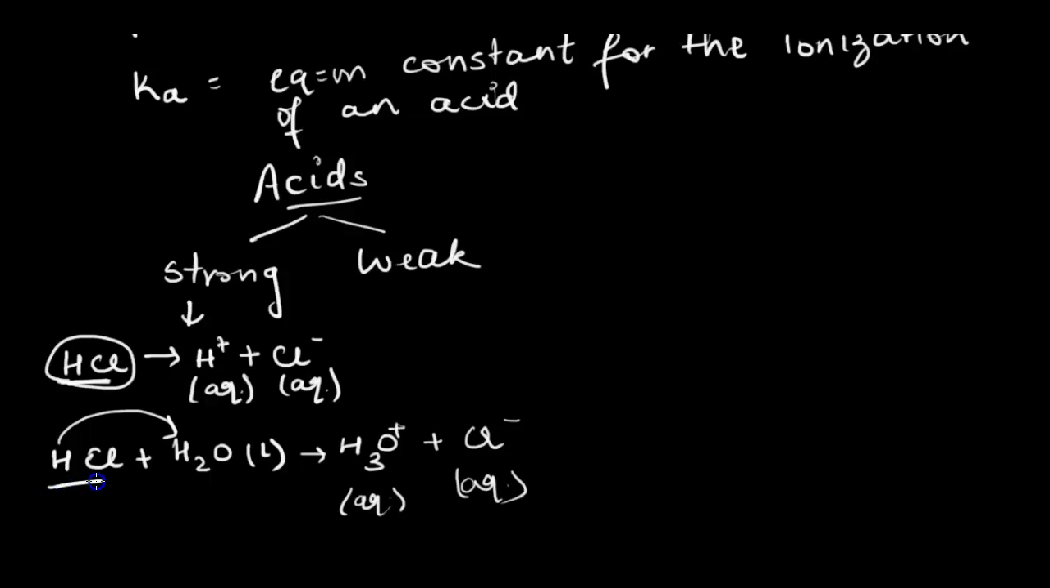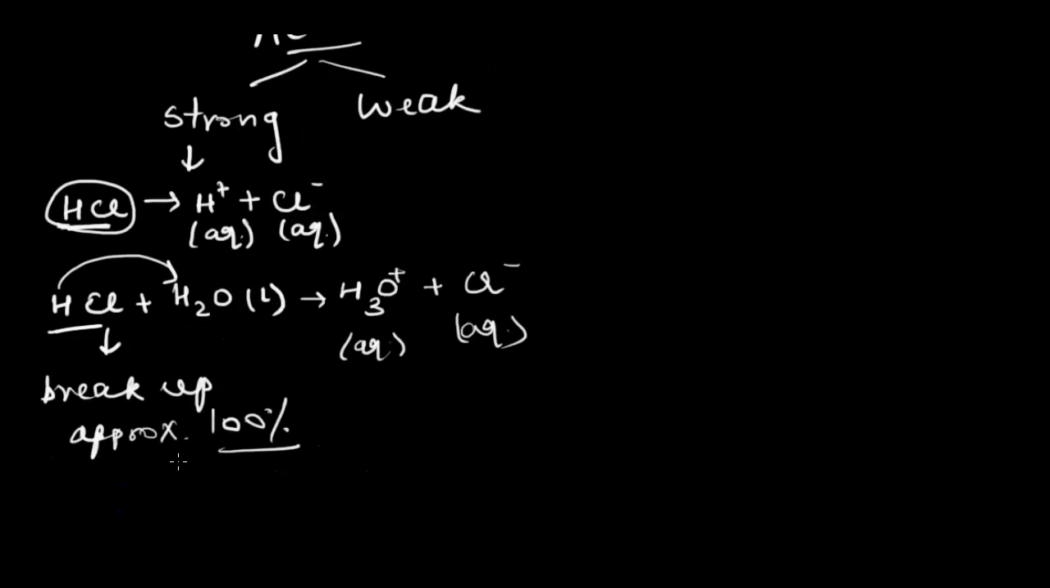Now, if we are talking about a strong acid, the acid is going to completely give off hydronium ions because this acid is going to dissociate completely. That means it's going to break up 100%. Therefore, we would say its percent dissociation is approximately 100%.